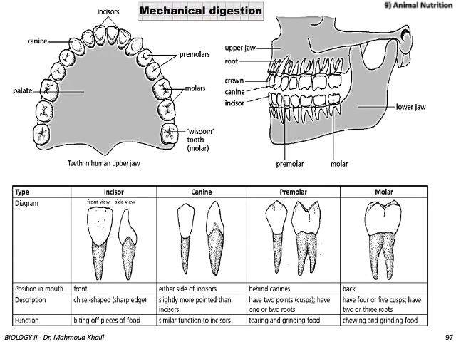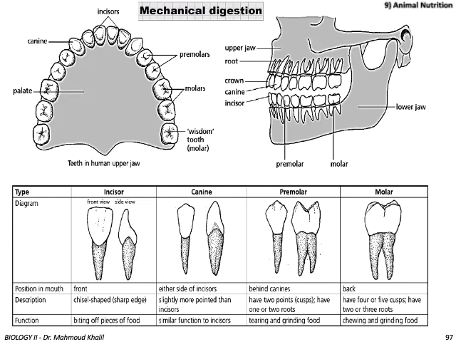So this table summarizes the types of the teeth, the position in the mouth, and the description, its shape, what it looks like, as well as the function. Of course, the incisors' function is biting off pieces of food, while canines have a similar function to incisors, while the premolars tear and grind food, while the molars chew and grind food.